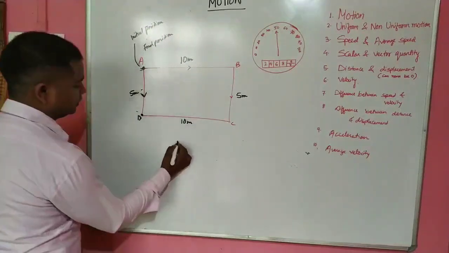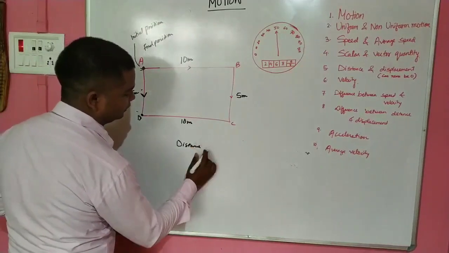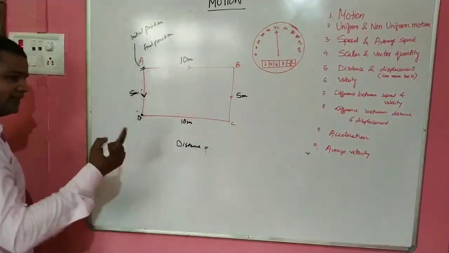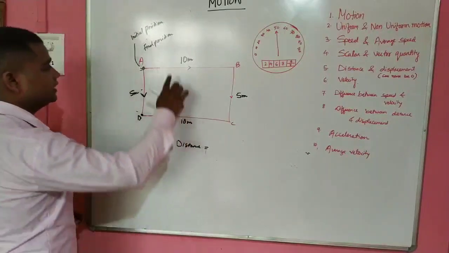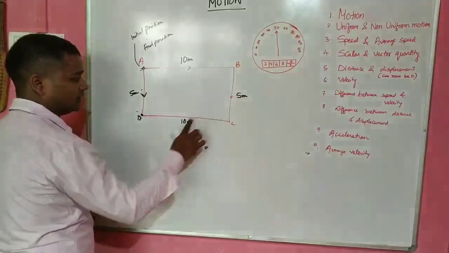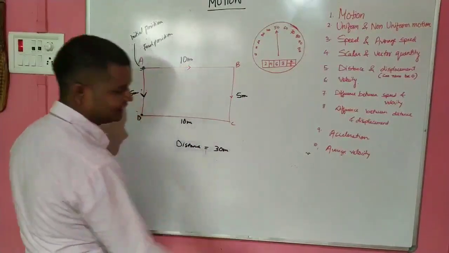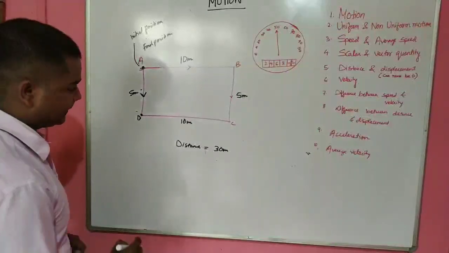So let's find out the distance traveled. Distance traveled is the actual length of the path. So from A to B, 10 plus 5, 15 plus 10, 25 plus 5, 30. So the distance in this case will be 30 meter.